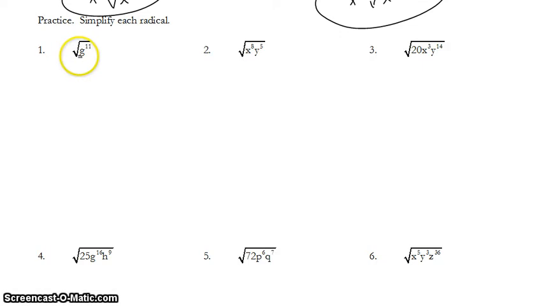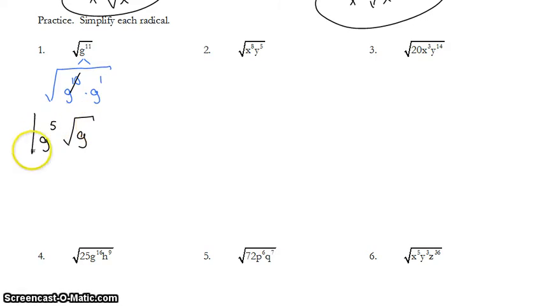For number 1, I have g to the 11th. 11 is odd. To write it as an even exponent, I make it g to the 10th times g to the first, because that's the same as g to the 11th. That's all inside my square root still. What's nice is I now have my even exponent here. I know that if I have 10 g's, I have 5 pairs of g. That gets pulled out here. That's just 1 g that's left over. It doesn't have a pair. It stays inside. And I'm done.